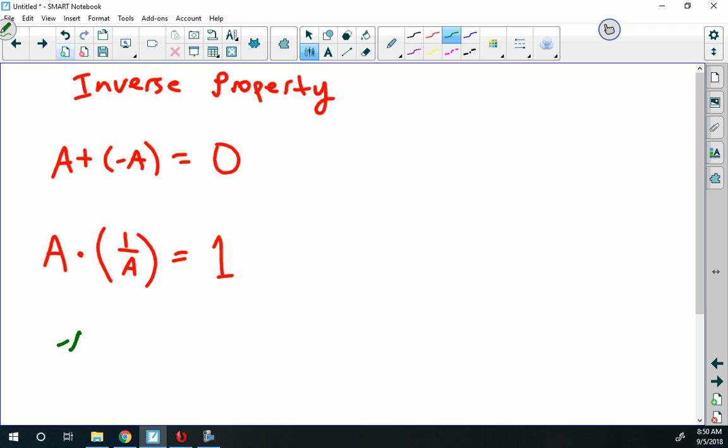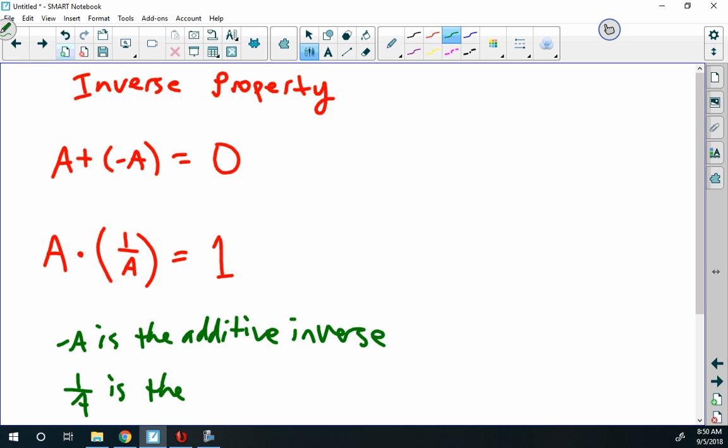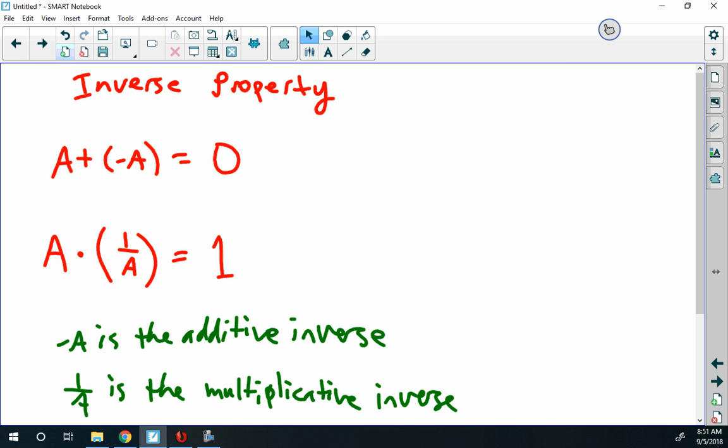Okay, so negative A is the additive inverse. 1 over A is called the multiplicative inverse. A lot of I words, inverse, identity. And I do apologize for not mentioning those yesterday.